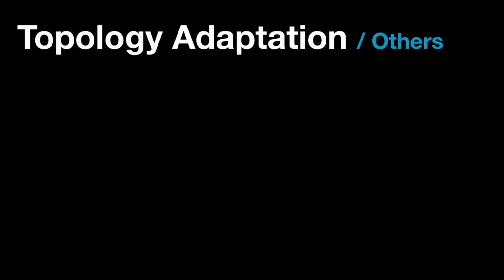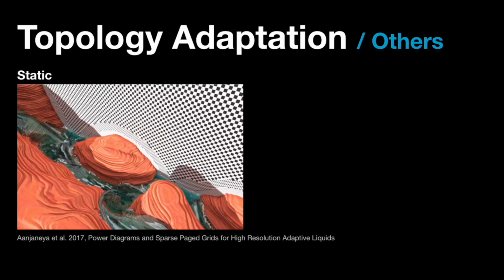Now that we have our adaptive grid structure and the basic methods for running fluid simulations on it, the next step is to adapt the grid topology to the simulations. In other works, several methods have been used here. Some works have used static resolution distributions, for example, based on the proximity of a cell to a solid interface.